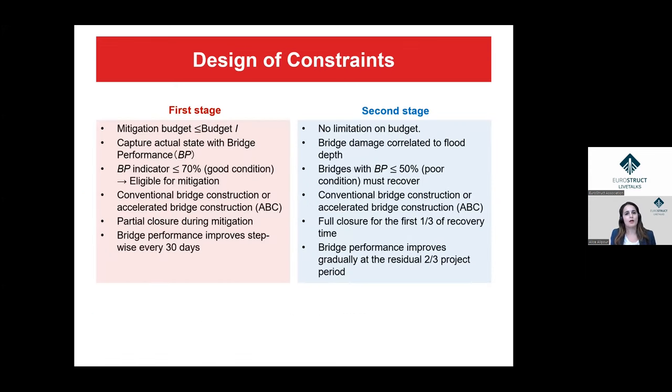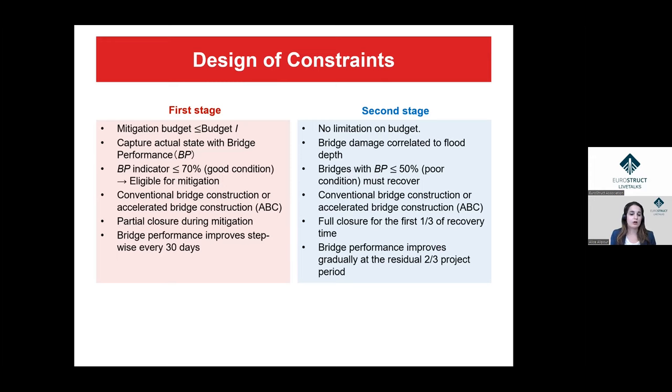Again, there are some constraints to this, just boiling it down in an easier way. Reality is that we do not have all the budget to mitigate every single structure before the event. Some part of it is because of our restrained resources, but also because of the uncertainty associated with the event. So there's a mitigation budget that needs to be assigned. Basically, we consider the actual state of the bridge with the BPI, or bridge performance index. Whatever bridge has a lower than 70% BPI is going to be eligible for mitigation. Doesn't mean it's going to be mitigated, but it's eligible.